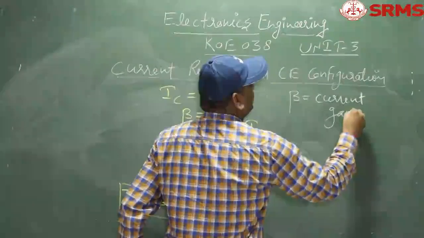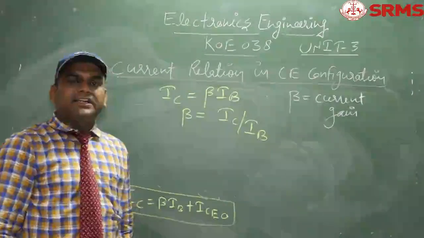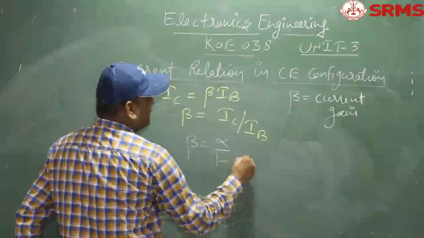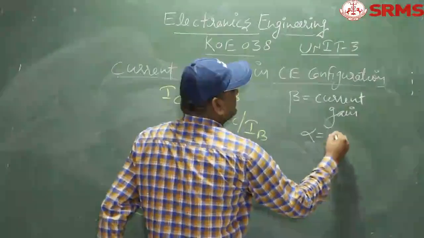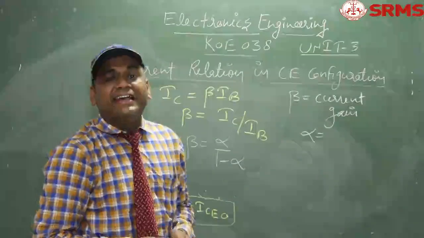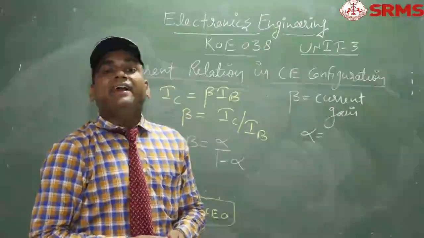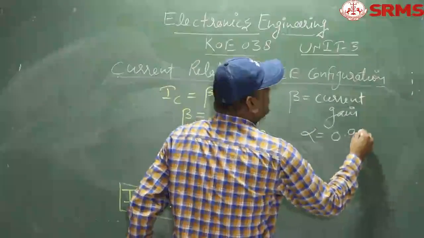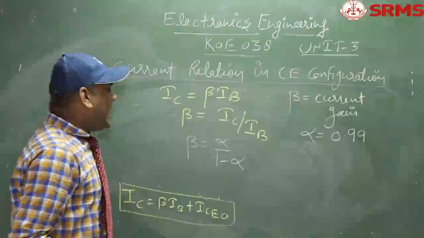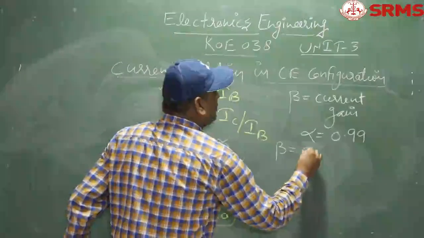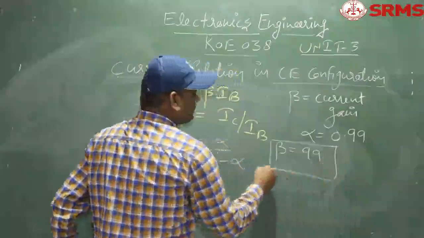Beta is your current gain for the common emitter configuration. Is that clear? And beta is equal to alpha divided by 1 minus alpha, and it is known to us alpha values lie between the range of 0.95 to 0.99. Basically the value of alpha depends upon the thickness of the base. So if you consider alpha as 0.99 and put it in the expression of beta, you will get beta equal to 99.